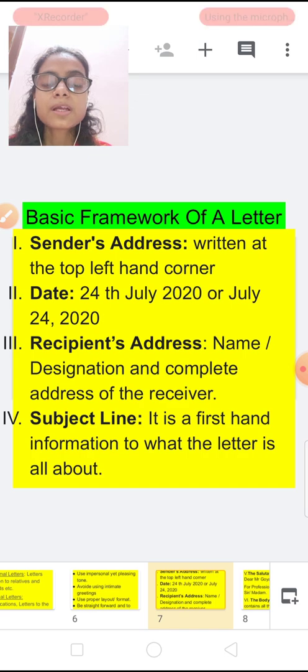Then the recipient address, meaning the person to whom you are writing. Like if you are writing to the newspaper editor, you have to write Amar Ujala's newspaper editor. If you are writing to the municipal corporation, then Municipal Corporation Delhi, like this. Then the fourth point is the subject line. The subject line is very important because in it you give brief information about the letter.